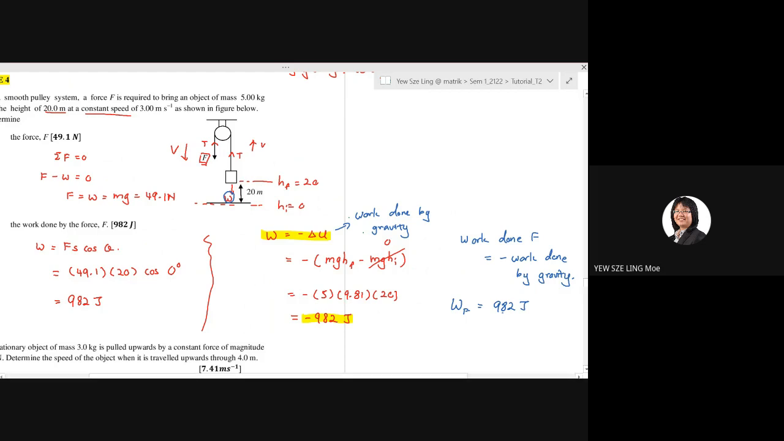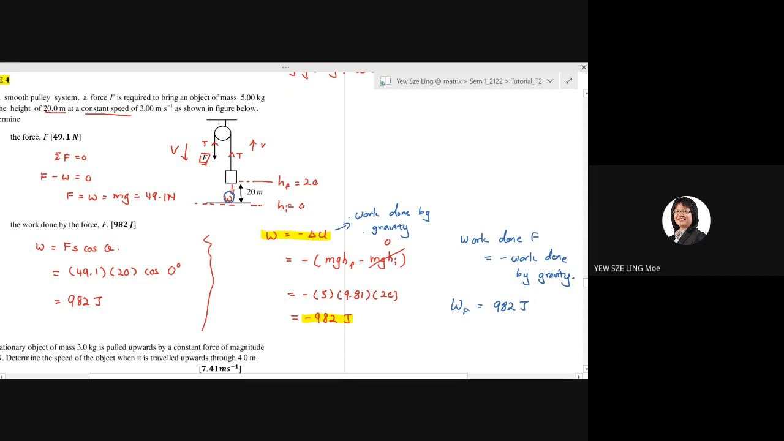I give you 1 minute to write it down. Then if you have any questions, you may ask. This is the work done on the system. So this tension is doing the work. It is bringing the object up. So this is what we call work done on the system.